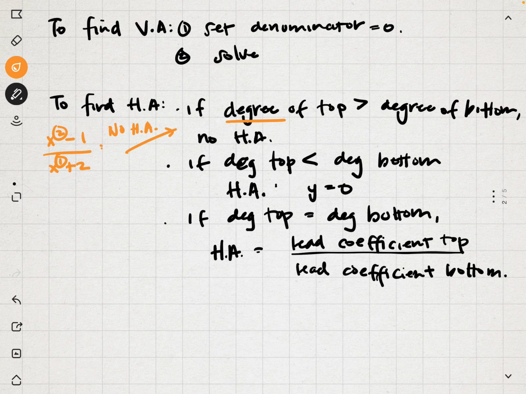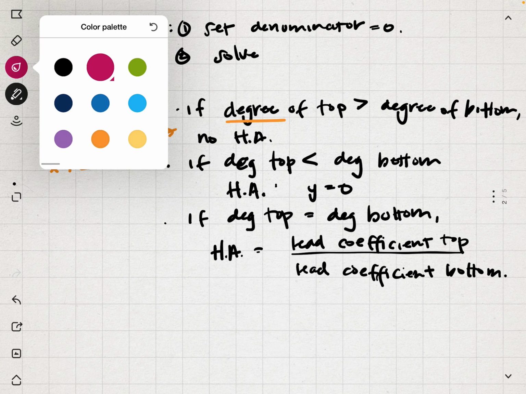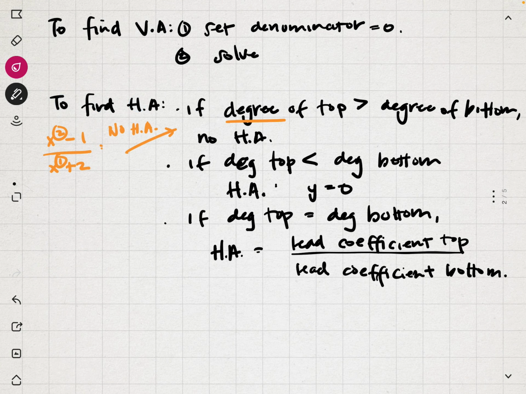So the next one, it says if the degree of the top is less than the degree of the bottom, then the horizontal asymptote is y equals 0. So let's say we have 2 over x plus 1. So the top, we don't have any x's. This would be degree 0 on top. On the bottom, we have an x plus 1. This would be degree 1, because we said that if we don't have an exponent on it, it has an exponent of 1. So the top is definitely less than the bottom. So our horizontal asymptote would be y equals 0, which is the x-axis.